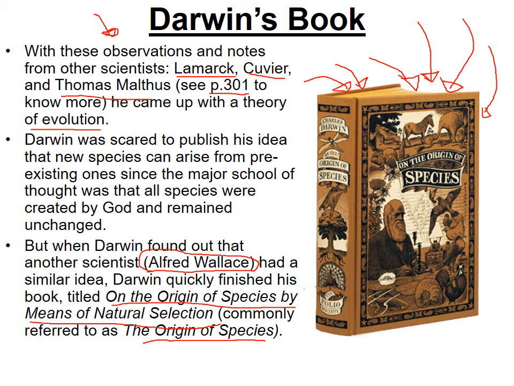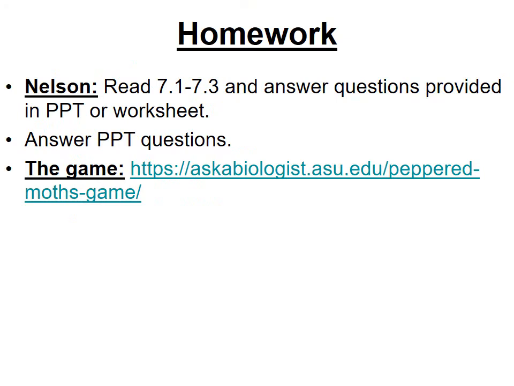We're going to do a little synopsis of this book as a class. So the suggested readings are section 7.1 to 7.3. There are worksheets that will be provided with some guiding questions as you read these sections, and we'll be going through them as PowerPoints and activities throughout. Again, I recommend that you try the game with the peppered moths so you can understand the idea of the pattern of evolution and the mechanism of evolution by natural selection.